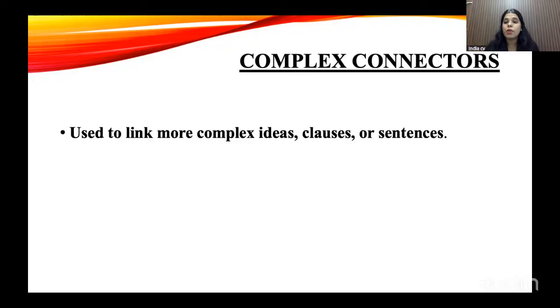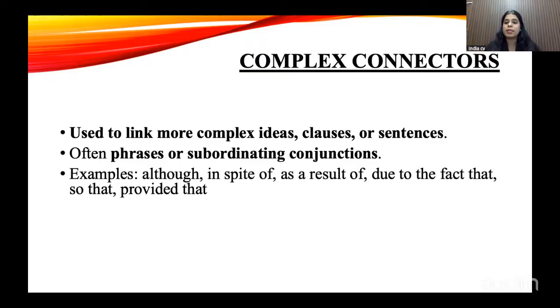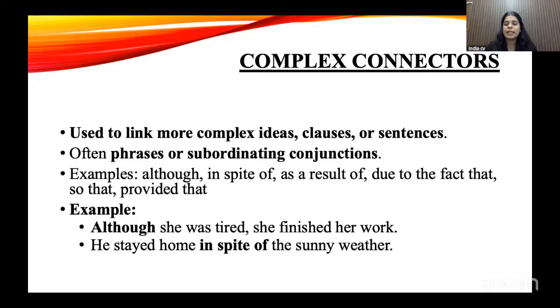Moving ahead, the second type is complex connectors. Now, these are used to link more complex ideas, clauses, or sentences. So, they are often phrases or subordinating conjunctions. Suppose you have a sentence where you want to add multiple things, you can use sentences which begin with although, in spite of, as a result of something, provided that, or due to the fact of this happening. So, look at the example that they have given you.